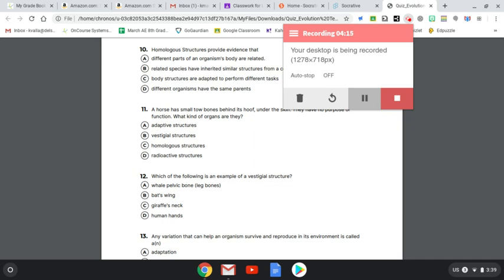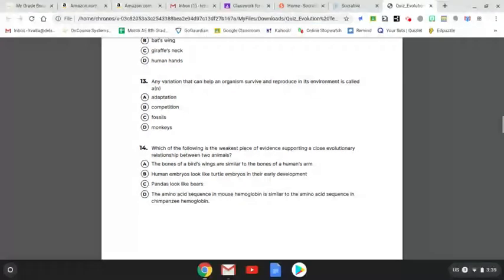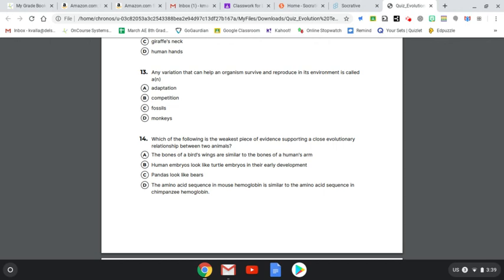Number 12, which of the following is an example of a vestigial structure? A, whale pelvic bone, which means they're leg bones, B, bat's wing, C, giraffe's neck, or D, human hands? Number 13, any variation that can help an organism survive and reproduce in its environment is called an, A, adaptation, B, competition, C, fossils, D, monkeys?